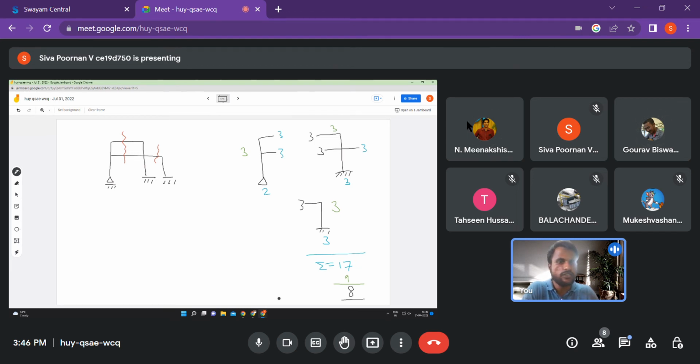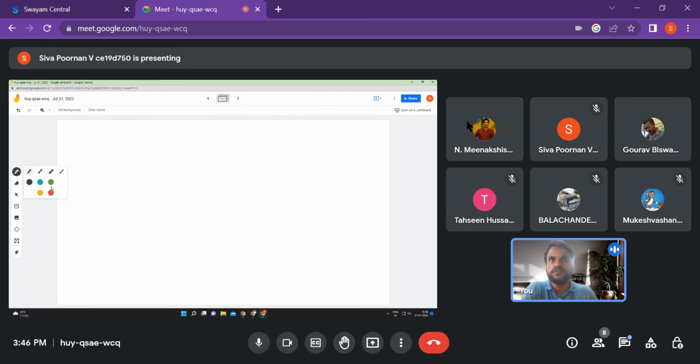This is how you solve any structure. Maybe we can solve one more slightly complicated sum so that we become more confident on it, and then we'll move on. Let's say we have this structure. This is an internal hinge, okay?